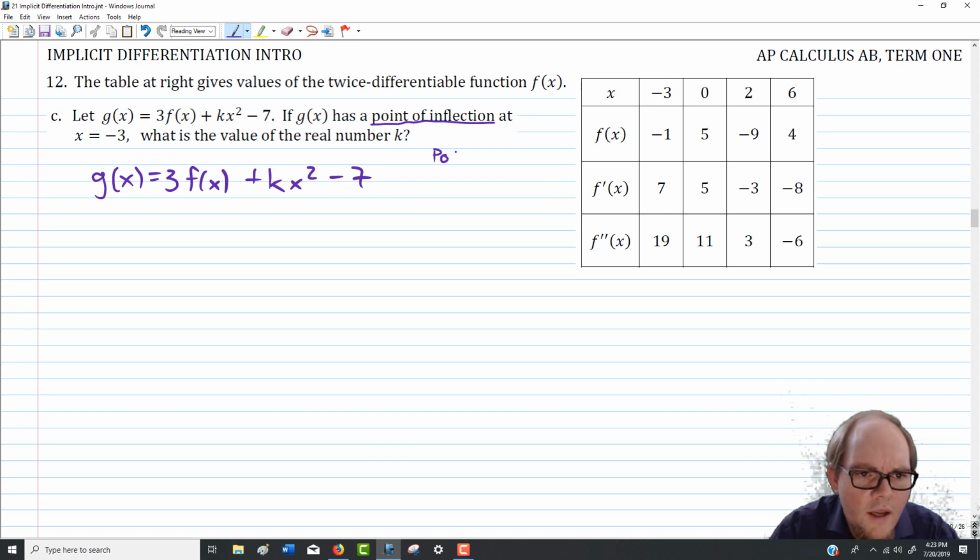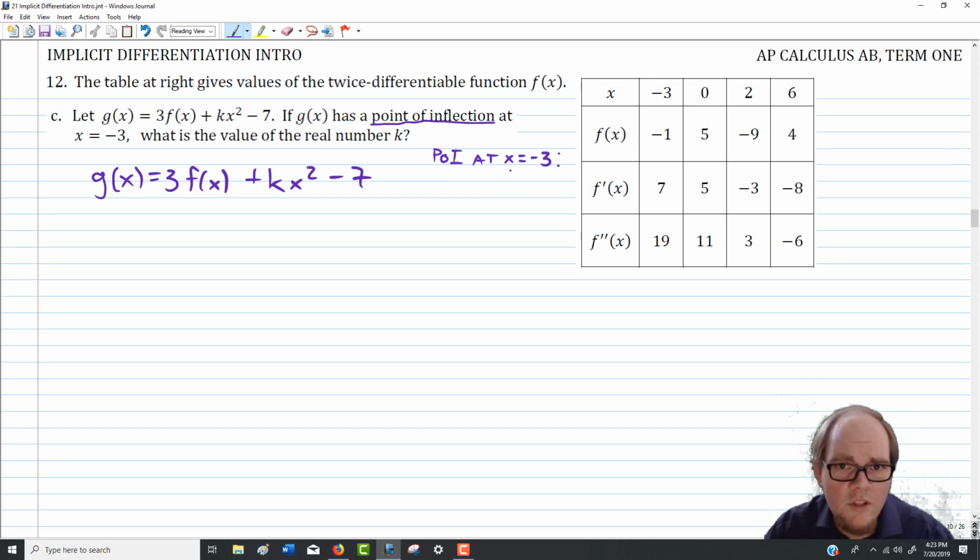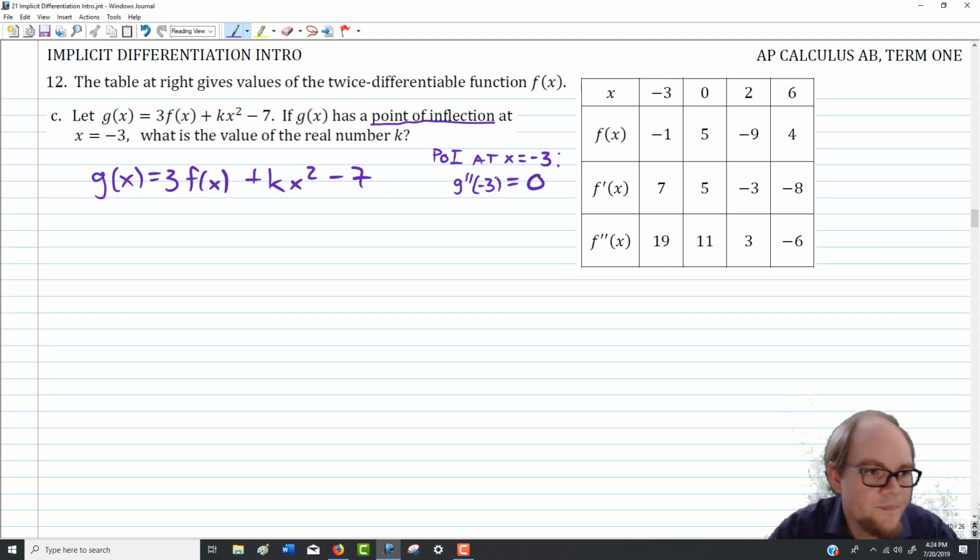So a couple things here. If there's a POI at x equals negative 3, then we know that a POI means that the second derivative has to change signs, among many different things. But in here, because we're not going to be able to look at the sign change itself, and because we're given twice differentiability, if the second derivative equals 0 there, it's going to have to change signs somewhere in that interval. So therefore, that would be the same thing as us just saying, we want g double prime of negative 3 to equal 0. That's going to satisfy our need for what's here. We just don't have any other information to be able to guarantee any other way that the sign actually changes.